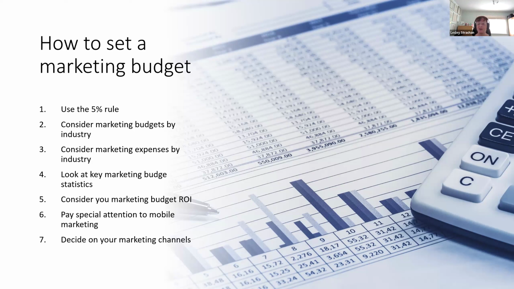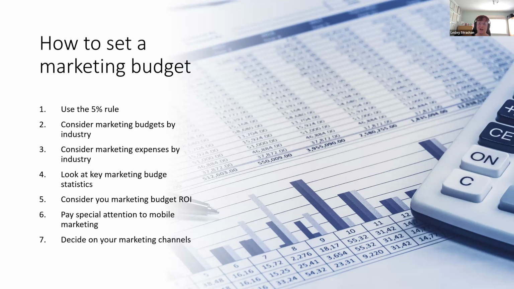So number 5 is to consider your marketing budget return on investment. Most organizations, and all the ones I've ever worked for, want a return on investment, otherwise known as ROI. It's important to calculate what sales you might earn from marketing spend. Number 6 is pay special attention to mobile marketing. It would be a mistake to underestimate the importance of mobile marketing and social media marketing, but that depends on your target market and your segment and your position in terms of whether they like to be sold to via social media channels and marketing.